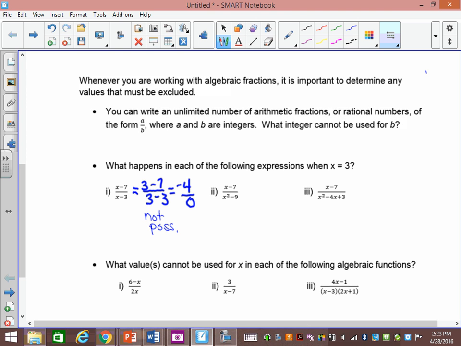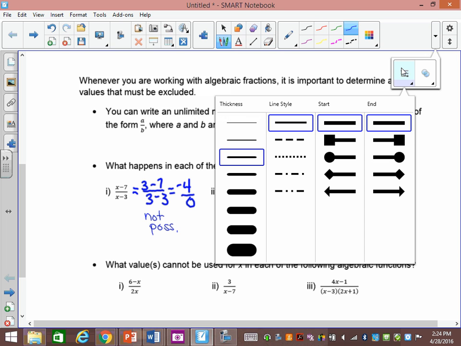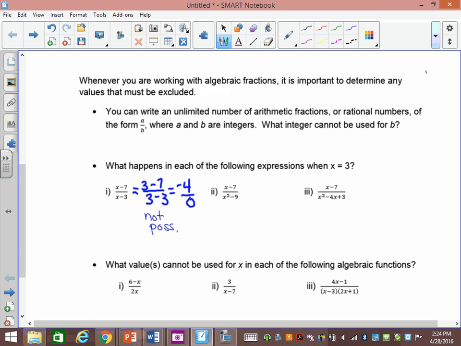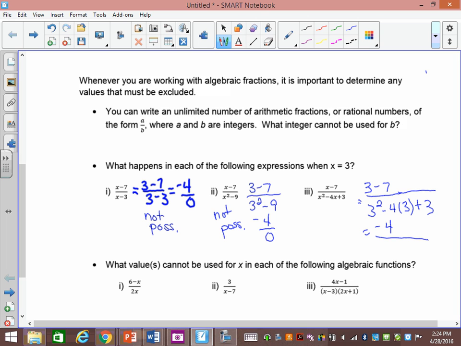Okay, let's put a 3 into this one. x equals 3. So 3 minus 7 over 3 squared minus 9. So it's going to be negative 4 over 0. So not possible. Put in a 3 in this one. 3 minus 7 over 3 squared minus 4 times 3 plus 3 is going to be negative 4 over 12 minus 12, so 0. So not possible.